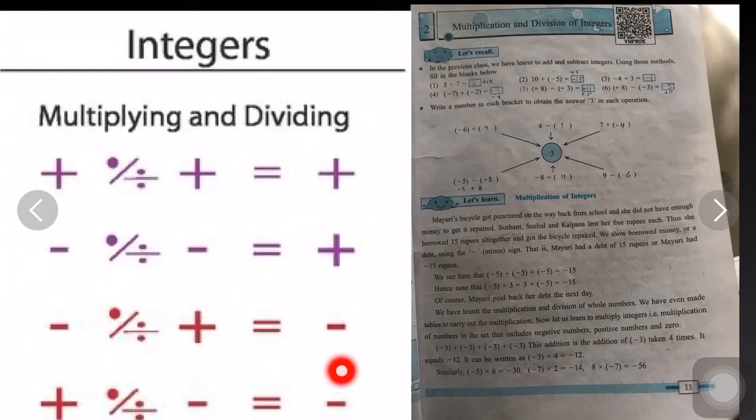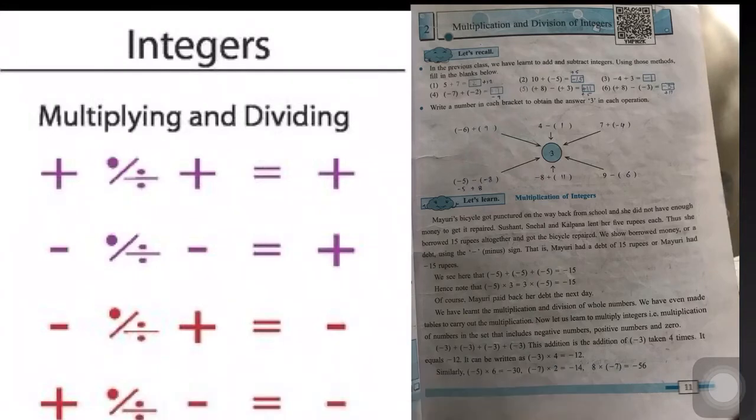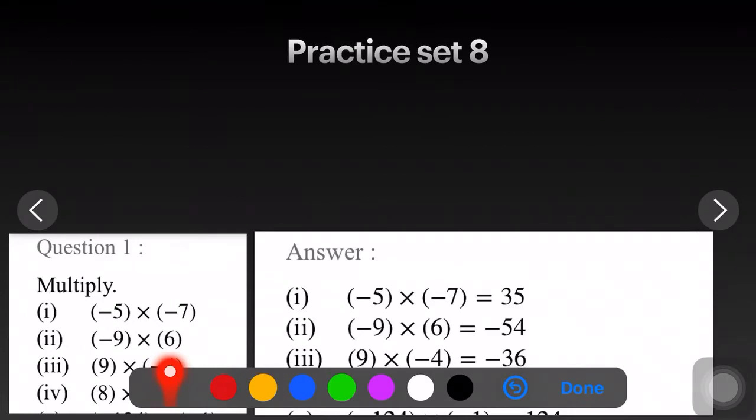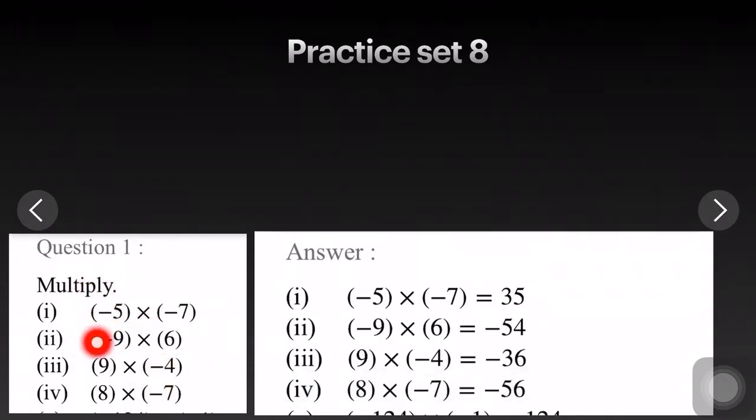As you can see, in the previous class, whenever we were adding or subtracting integers, we considered the sign of the greater number. But whenever you multiply or divide any integers, we are not going to consider the greater number's sign. Directly we are going to put whatever is mentioned in this rule. Am I clear? Okay students, now we are going to solve practice set 8 based on the principle of multiplying and dividing integers, as I told in the earlier slide.